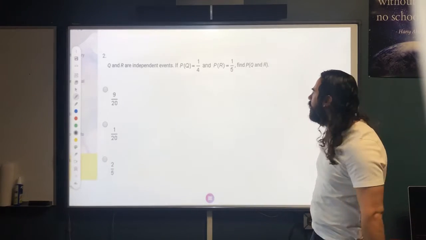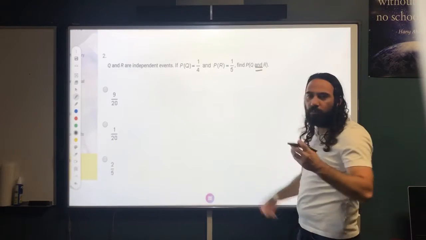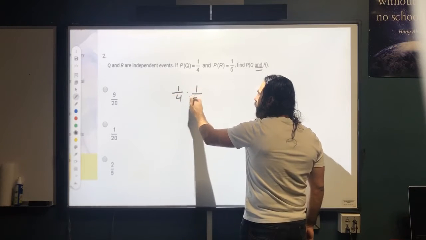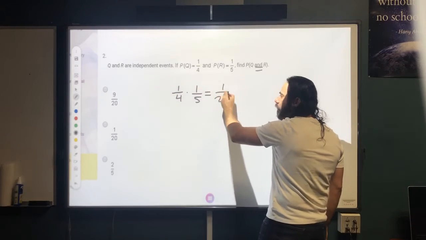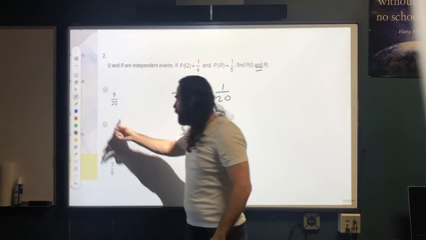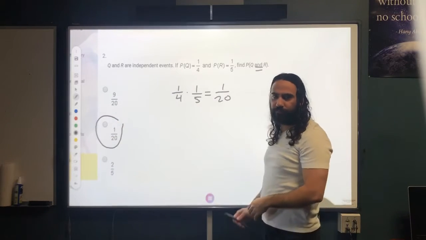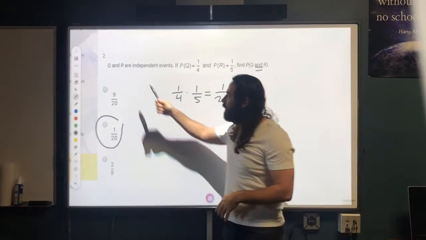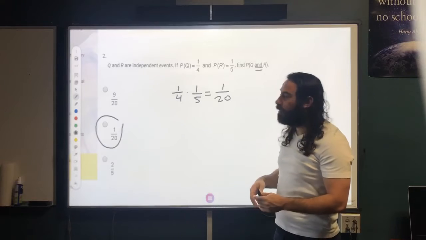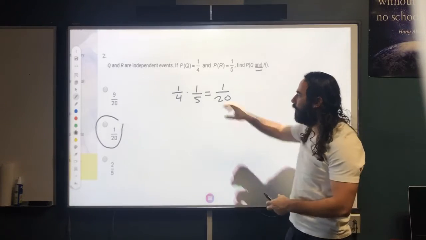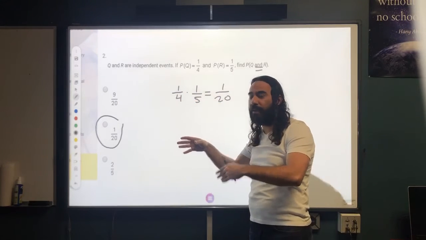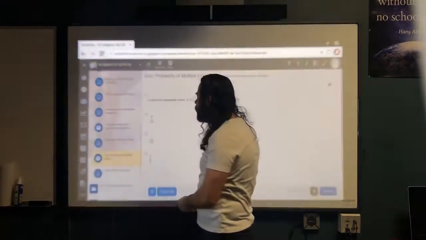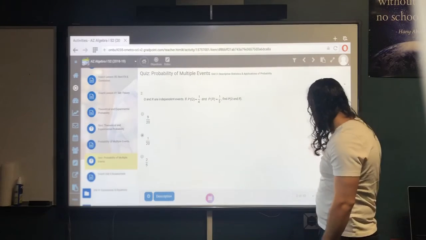So all we need to do, because we have AND, we need to multiply the probabilities. So it's going to be 1/4 times 1/5. It's going to be 1/20. So the answer will be the second one. So again, guys, as you can see, there's nothing in common because they said that these events are independent. And he wants what's the probability that event A and event B happen. So I multiply both events. Now let's go to question 3.